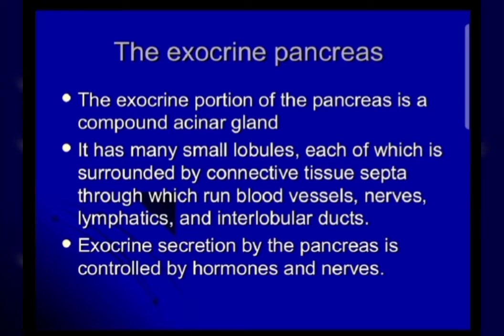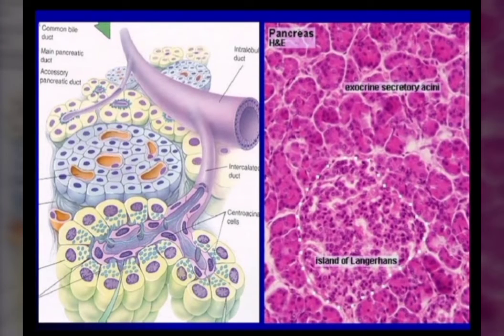The exocrine portion of the pancreas is a compound tubulo-alveolar gland. It has many small lobules, each of which is surrounded by connective tissue septa, through which run the blood vessels, nerves, lymphatics and interlobular ducts. Exocrine secretion by the pancreas is controlled by hormones and nerves. There are no striated ducts in the case of the pancreas.